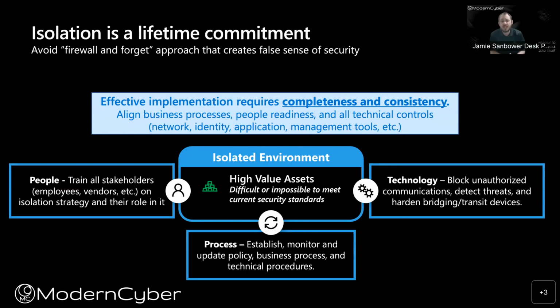One of the key things with this isolated or segmented environment is we start to create microperimeters around our high value assets and all assets over time. It becomes difficult or near impossible to meet the current security standards without creating this isolated environment. The key thing is that you need to focus on completeness and consistency across your business processes, your people readiness, and the technical controls. We're going to talk about that in the next lesson a little bit, some tactical tips for you to start to adopt a different mentality and process associated with policy changes.